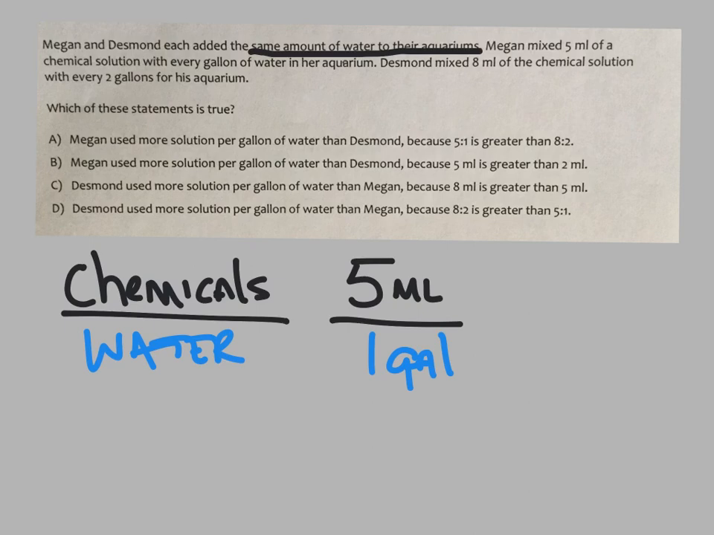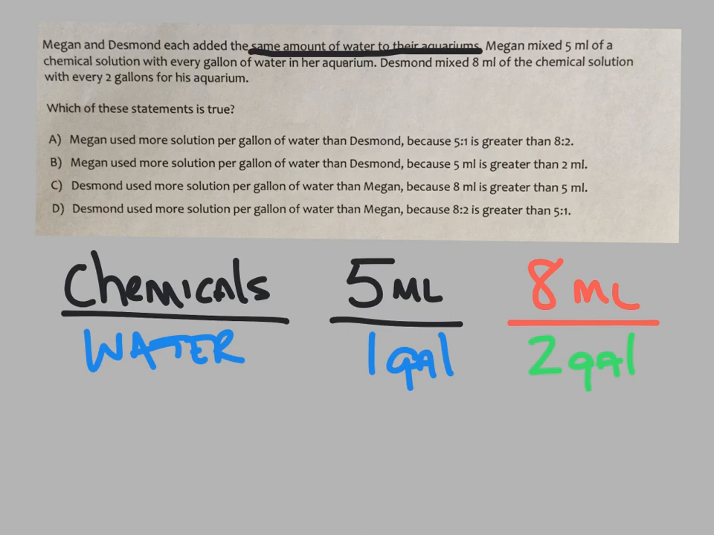Desmond mixed 8 milliliters of the chemical solution with every 2 gallons. So Desmond had 8 milliliters mixed in with every 2 gallons. Which of these statements is true? Megan used more solution per gallon of water than Desmond because 5-to-1 is greater than 8-to-2.